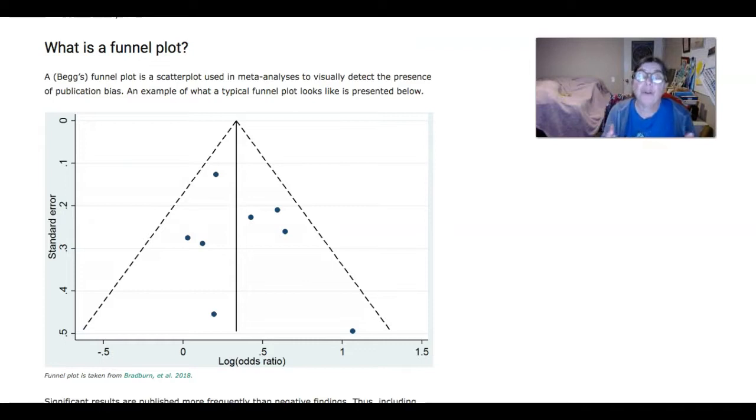If the negative or no result studies don't get published, then it looks like on average there's a lot more positive result studies, but that's not actually true. The negative and the no result studies just didn't get published, and that is publication bias.